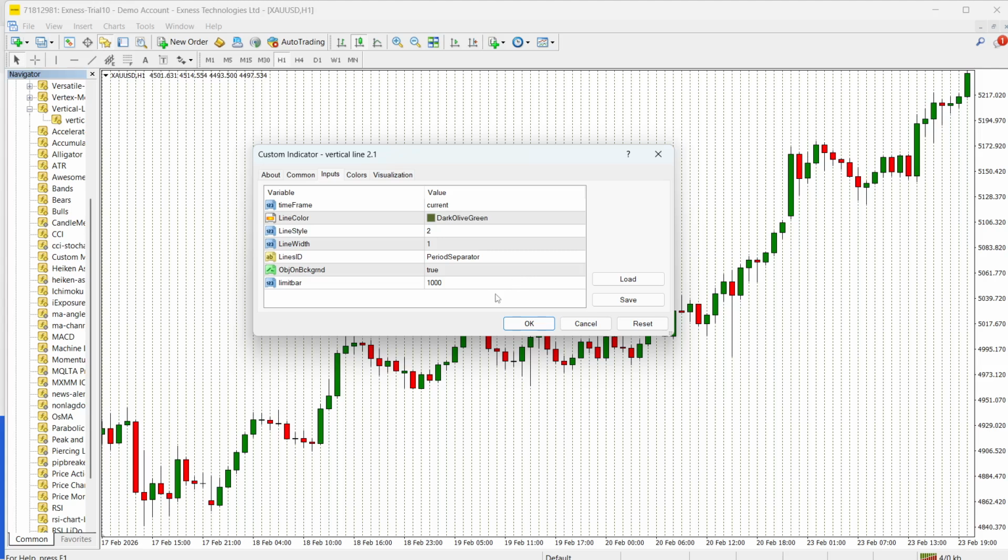Because the tool is fully manual, you can move, clone, or delete lines at any time to adjust how you frame the markets as your analysis evolves.